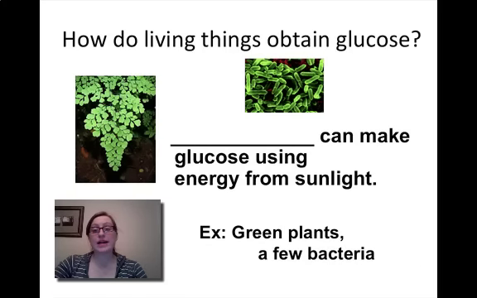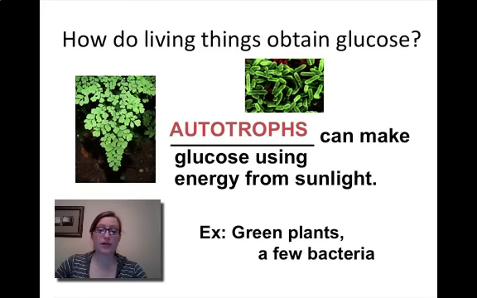How do living things get their glucose? Well, it depends on which of the two categories the living thing falls under. If they are autotrophic, we have the word auto here, auto meaning self. They are able to make their own glucose, and they will do this by absorbing energy from sunlight, for example, plants. There are also other sources that they can absorb energy from to make glucose, but we're not going to be covering that now. That's more of an advanced concept.